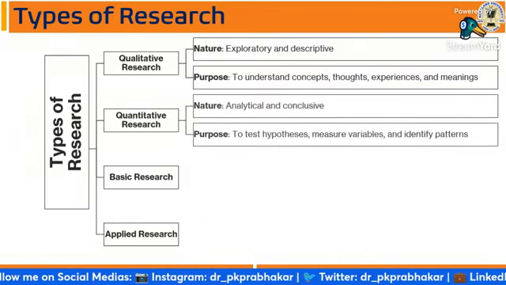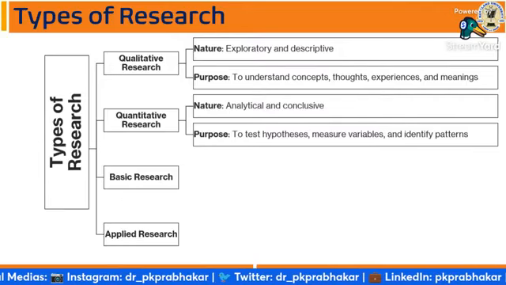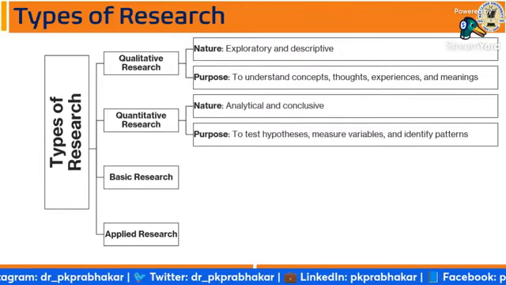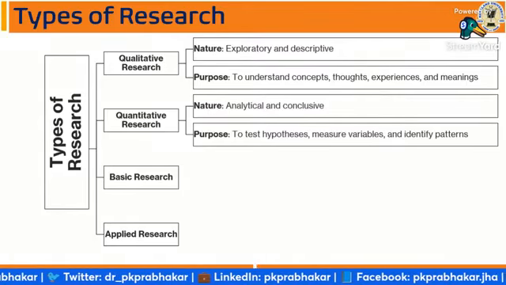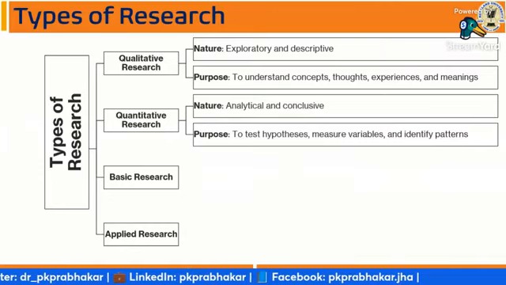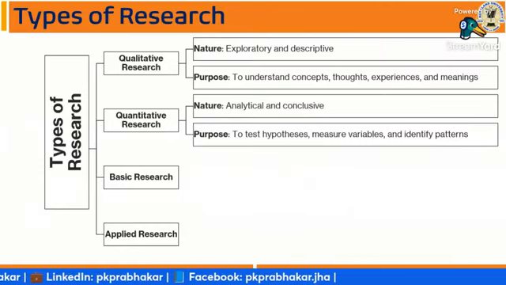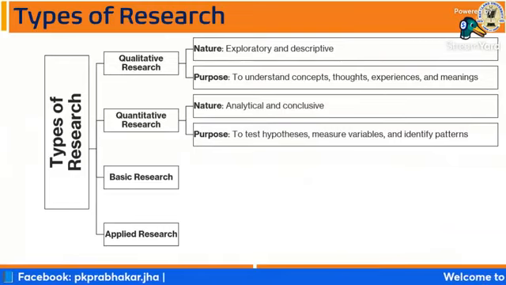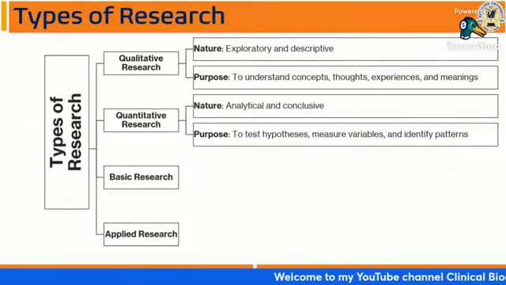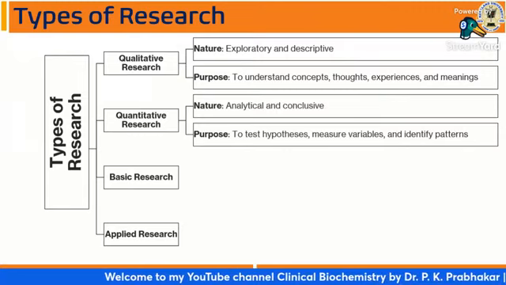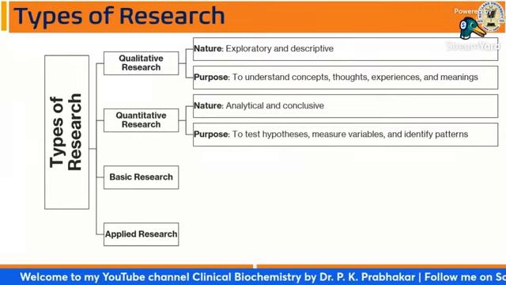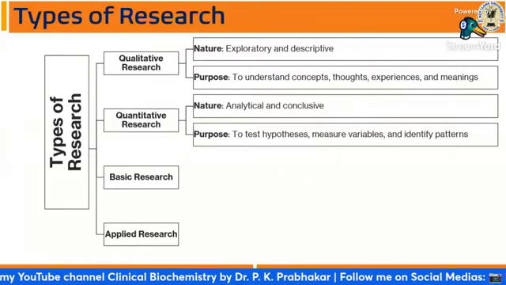In the case of quantitative research, the nature is analytical and conclusive, and the purpose is to test hypotheses, measure variables, and identify patterns, relationships, or correlations. Here the data involved is numerical, such as statistical data, experimental data, or a structured survey. Normally we analyze this data through statistical tools and statistical methods.